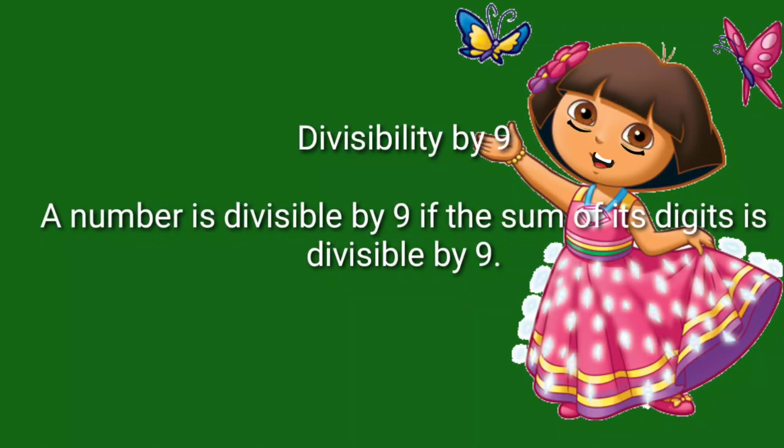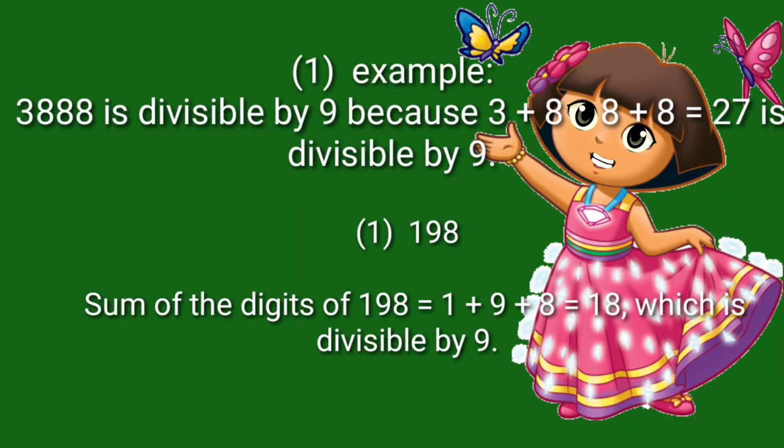Divisibility by 9. A number is divisible by 9 if the sum of its digits is divisible by 9. Example: 3888 is divisible by 9 because 3 plus 8 plus 8 plus 8 is equal to 27, which is divisible by 9.